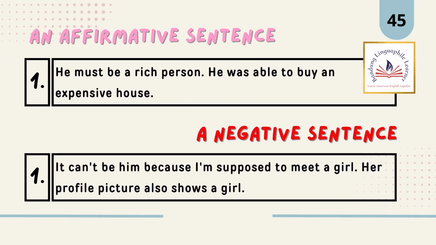An affirmative sentence. For example, number one, he must be a rich person. He was able to buy an expensive house. A negative sentence. For example, number one, it cannot be him because I'm supposed to meet a girl. Her profile picture also shows a girl.